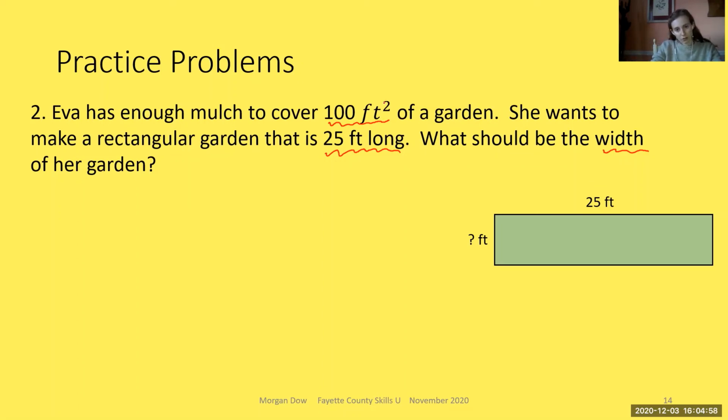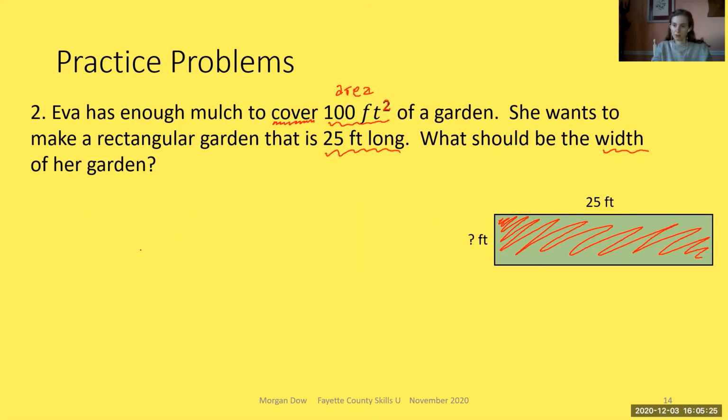Well, one clue I have is that this number is given in square units. So right away, that should tell me that this is the area of the garden. You might also get that from this keyword here, which is that we're talking about covering the garden, right? We want to remember that area is the amount of space inside of the shape. It's the amount of space that's covered by the shape. So this problem tells us the area.